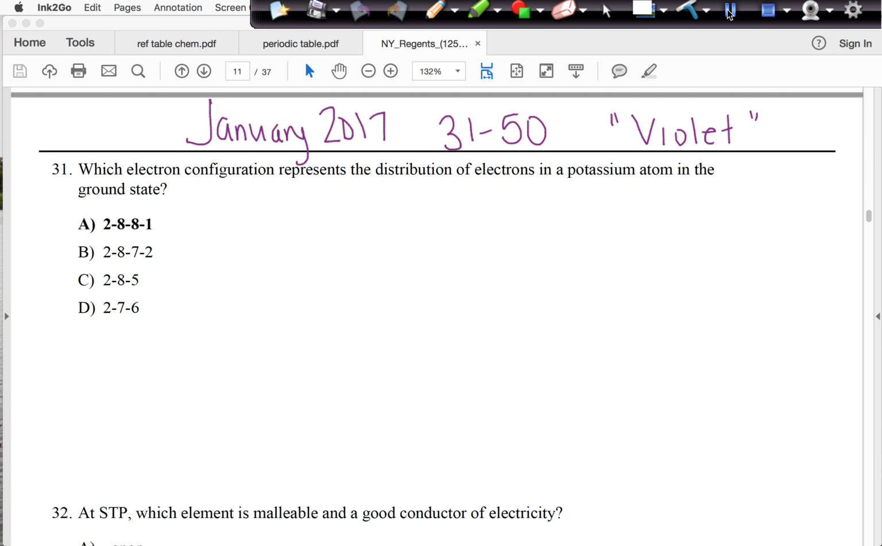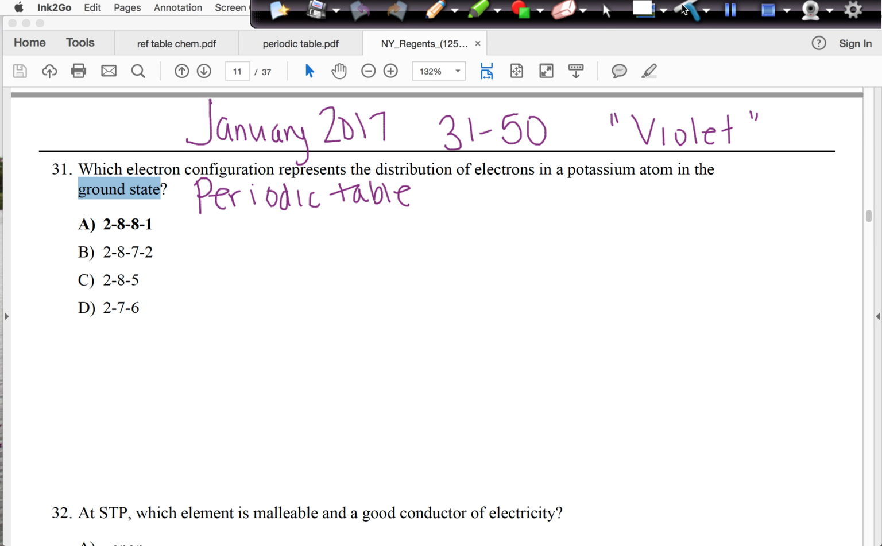So in my class, we call this the Violet exam, but this is January of 2017, and again, we're going to go over questions number 31 to 50. So the first question says, which electron configuration represents the distribution of electrons in the potassium atom in the ground state? We said that for our different elements, the periodic table has the electron configurations for the ground state.